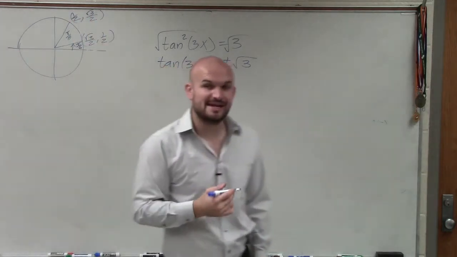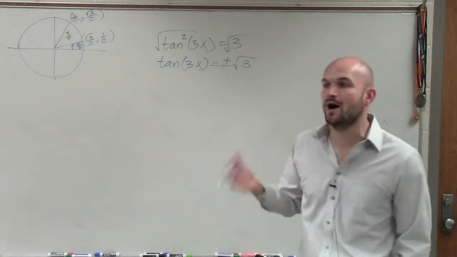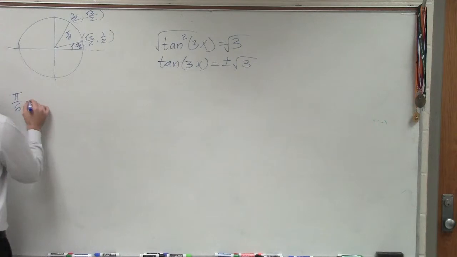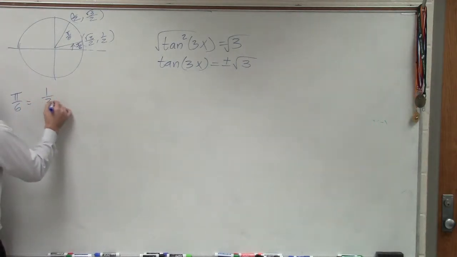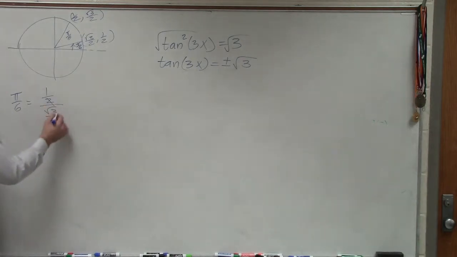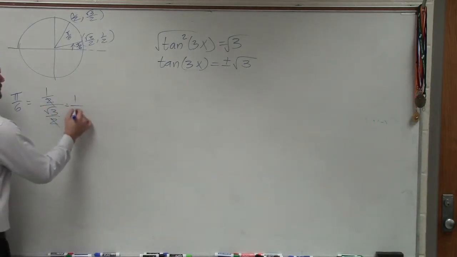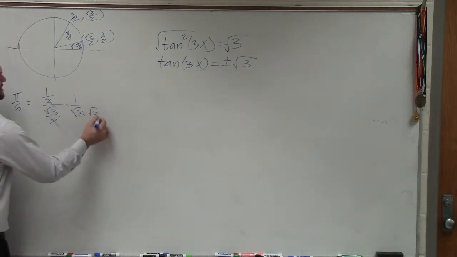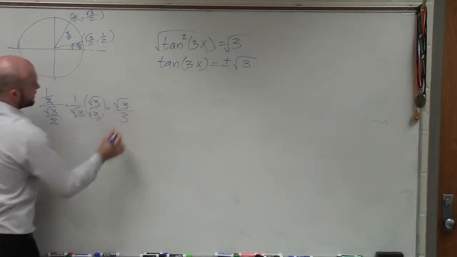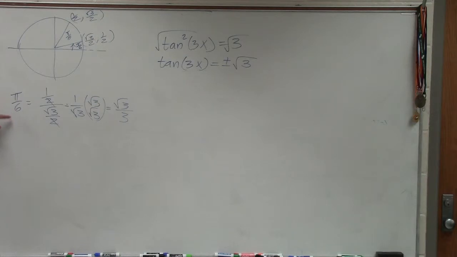Remember that tangent represents your point of y over x. So for pi over 6, if I do my y over x, I have 1/2 divided by square root of 3 over 2. Okay? When simplifying that, I'm left with 1 over the square root of 3, rationalize the denominator, and I'm left with square root of 3 over 3. Right? So pi over 6 works.